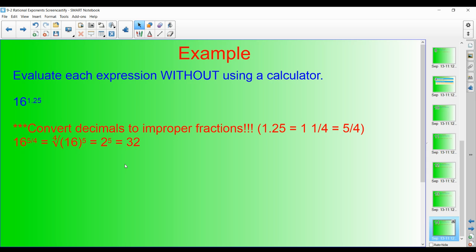So when you see fractions in the exponent, rational numbers in the exponent means there's a root and a power. So it's two parts in one. We've got to do one part at a time. So always write it as a root and a power, and then go from there. And that's how you evaluate rational exponents.